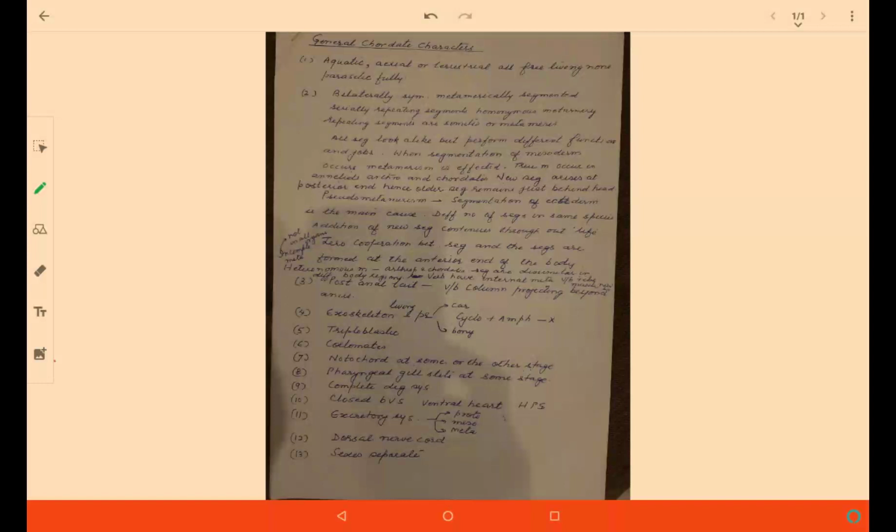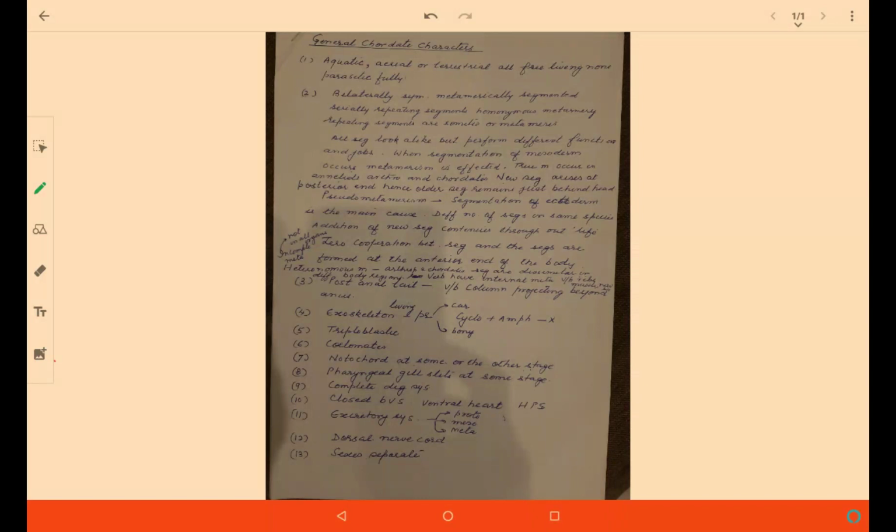Now, apart from fundamental chordate characters, there are some general characters also which belong to the group chordata. They are found all around. They are aquatic, they are aerial, they are terrestrial, and all of them, they are free living. None of them is fully parasitic. Partial parasite we come across is cyclostomata, the myxines.